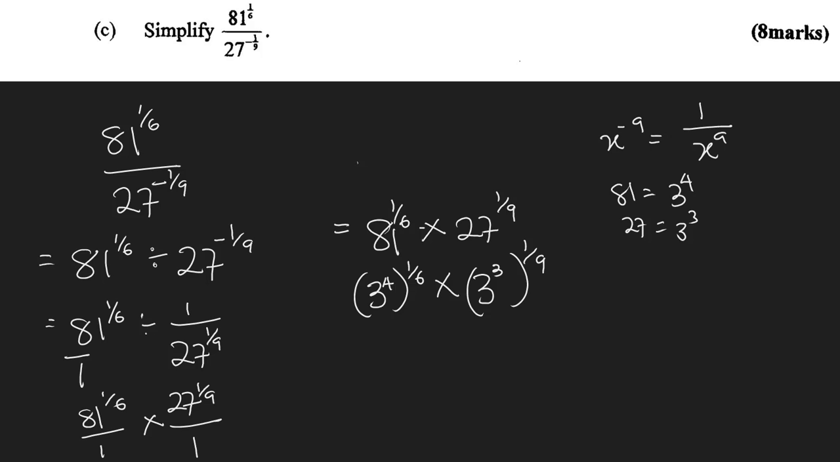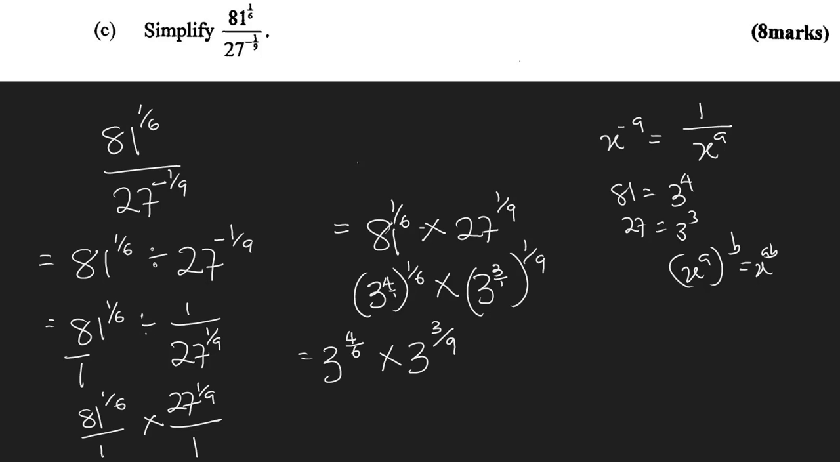And remember the law that says when you have x raised by a, then raised by b, the a will multiply by b, you have x raised by ab. So that means the power inside will multiply the power outside. So this is going to be 3 to the power of 4 times 1, so 4 times 1 is 4, over 1 times 6 is 6. Then times 3 to the power of 3 times 1 is 3, over 1 times 9 is 9.